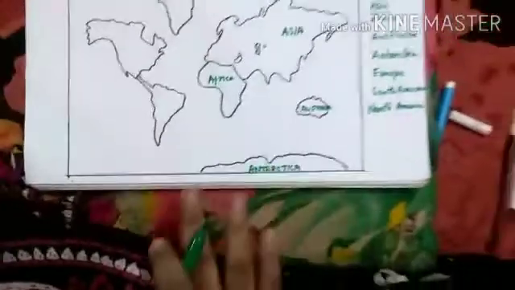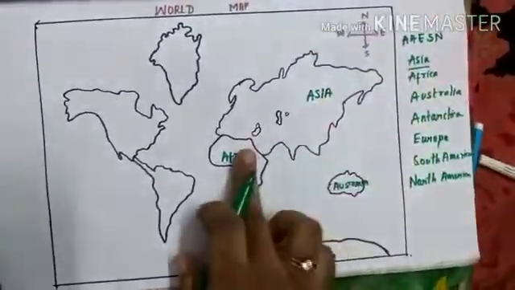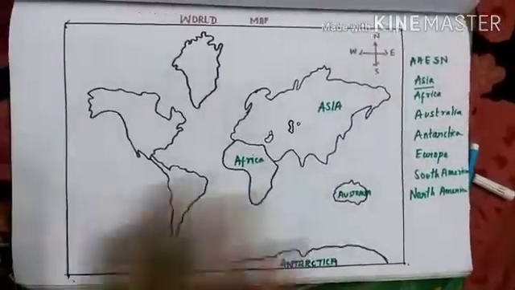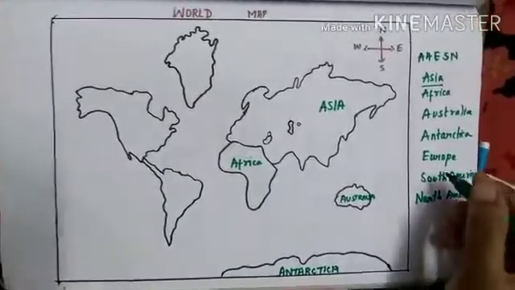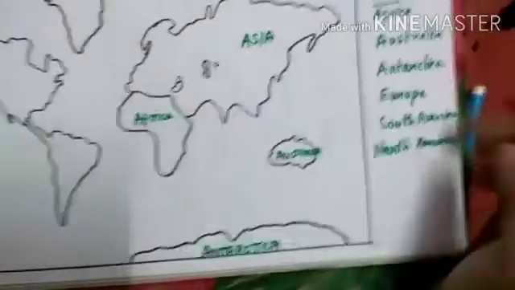Which is the coldest continent. Now you are able to mark 4A. That is Asia, Africa, Australia, Antarctica. Clear? Next we are going to mark Europe, South America, North America.